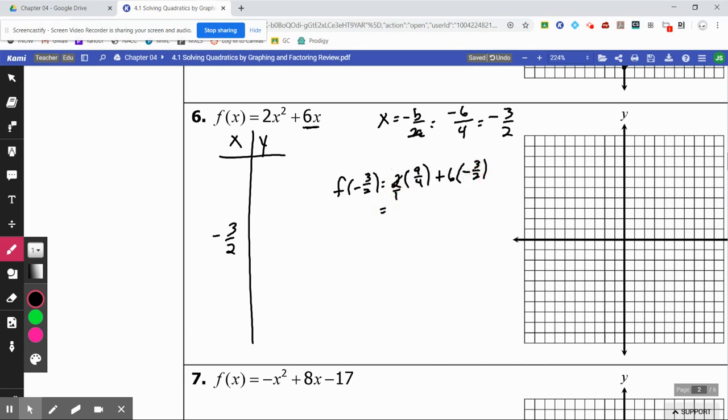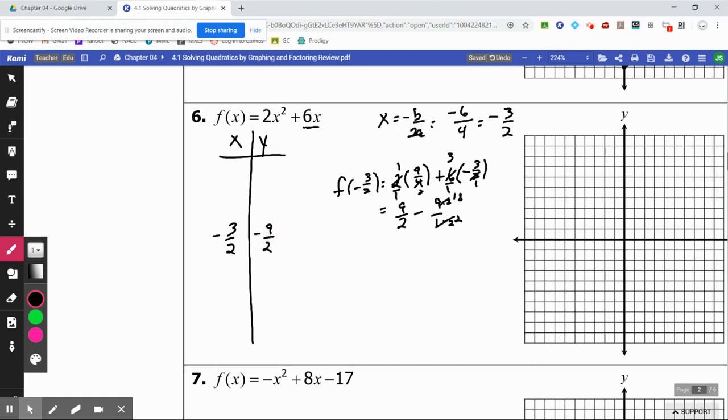2 over 1, cross cancel, gives you a 2 and a 1. That'd be 9 halves. Positive times negative is a negative. 6 over 1, cross cancel, gives you a 1 and a 3. That'd be a -9 over 1. Common denominator, multiply top and bottom by 2. That'd be an 18 over 2 now. 9 minus 18 is -9 over 2.